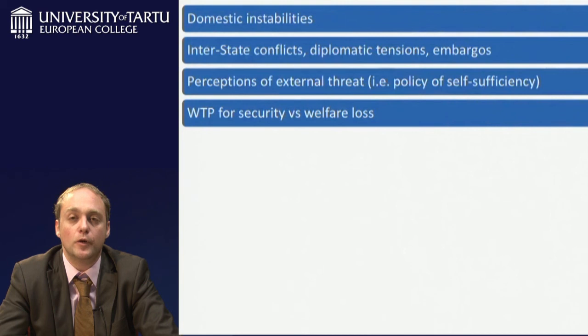Political risks and political dimension of energy security has to take into account a number of issues, like domestic instabilities, interstate conflicts, perception of external threats, again, a politicization. And what is very important to understand is a dimension of willingness to pay for security, which is often opposed to welfare laws, because willingness to pay somehow signifies that somebody has to pay for security.